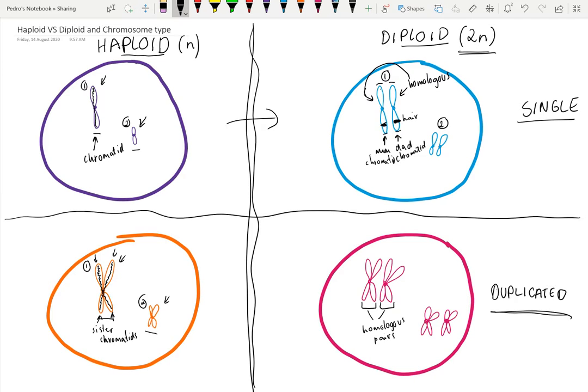Okay, and so once again, this one might have been from dad, and this one might have been from mum. Okay, and on top of that, though, because these are duplicated, mum's chromosome is once again, just like back over here, made up of sister chromatids.